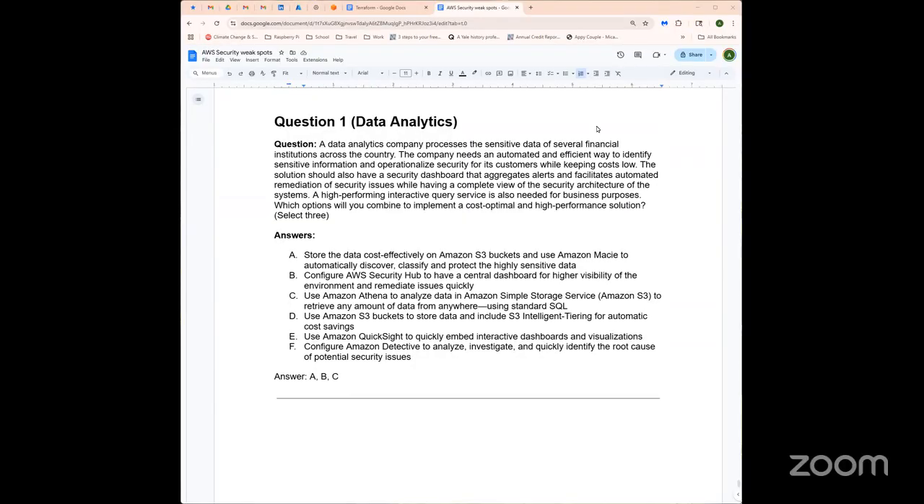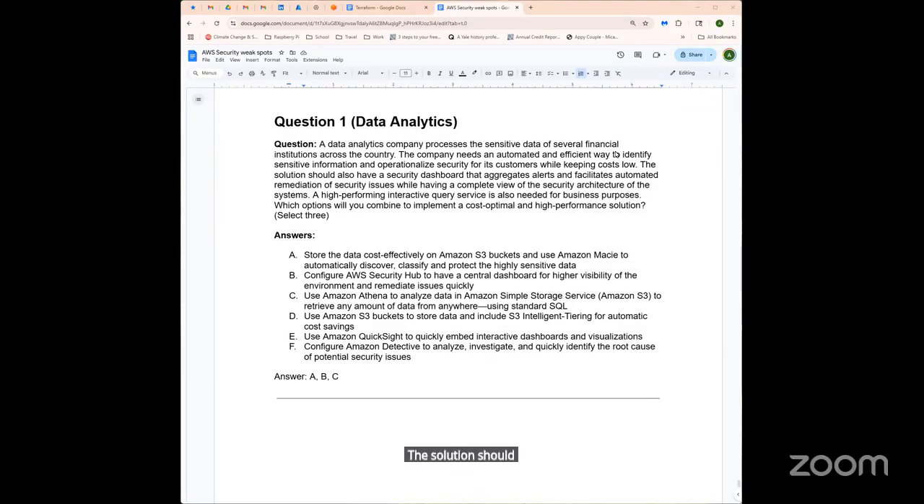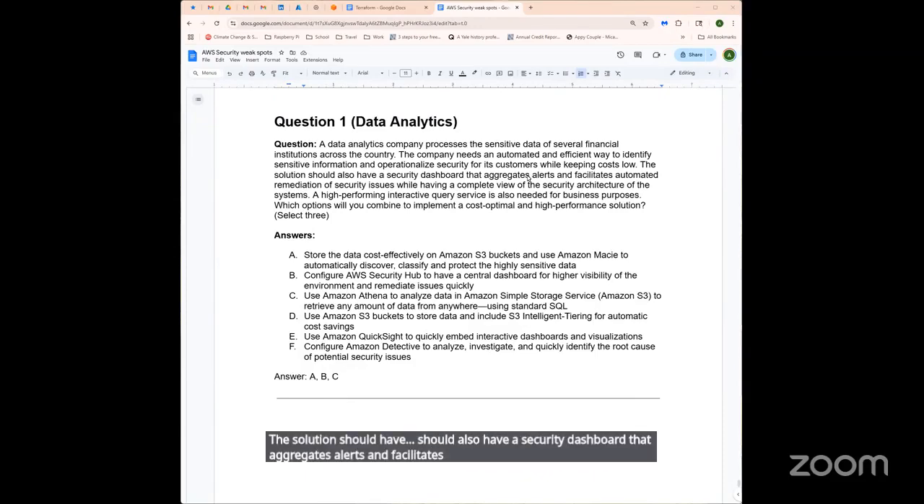A data analytics company processes the sensitive data of several financial institutions across the country. The company needs an automated and efficient way to identify sensitive information and operationalize security for its customers while keeping costs low. The solution should also have a security dashboard that aggregates alerts and facilitates automated remediation of security issues while having a complete view of the security architecture of the systems.